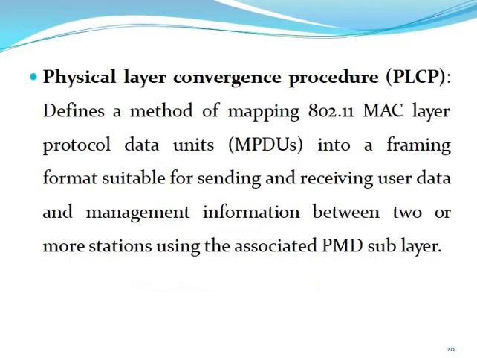Next we will discuss the physical layer convergence procedure. It defines the method of mapping the 802.11 medium access control protocol data unit into a framing format suitable for sending and receiving user data and management information between two or more stations using the associated PMD layer. So what functionality does the physical layer do?